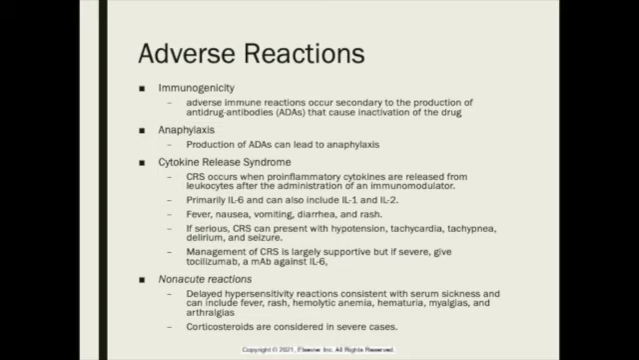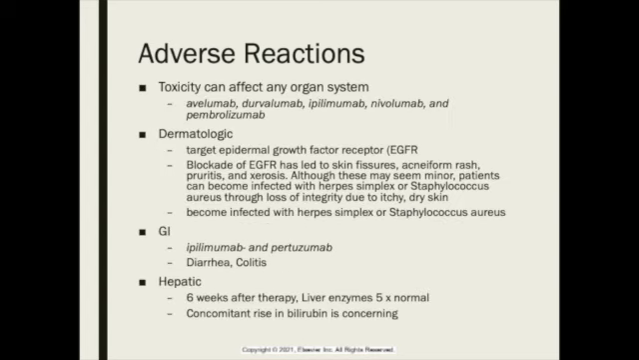For the non-acute reactions, like, for instance, a delayed hypersensitivity reaction, that would include fever, rash, hemolytic anemia, hematuria, myalgias, and arthralgias, we're still going to do the same thing. It's just supportive care. But in severe cases, you can also elect to give your patient a corticosteroid as well. There are some monoclonal antibodies associated with organ toxicity. I've listed them here for you to look at.